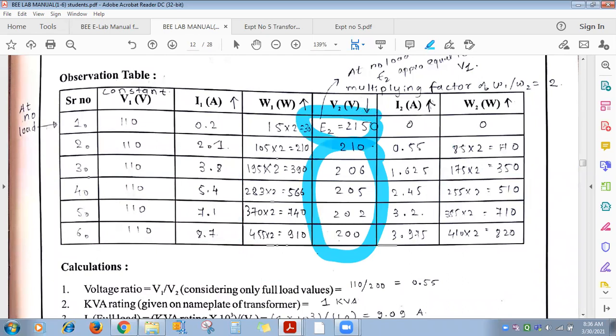Difference between E2 and V2, did all of you get it? V2 is the voltage across the load. And in the first reading, V2 is marked as E2. E2 is the no load voltage.